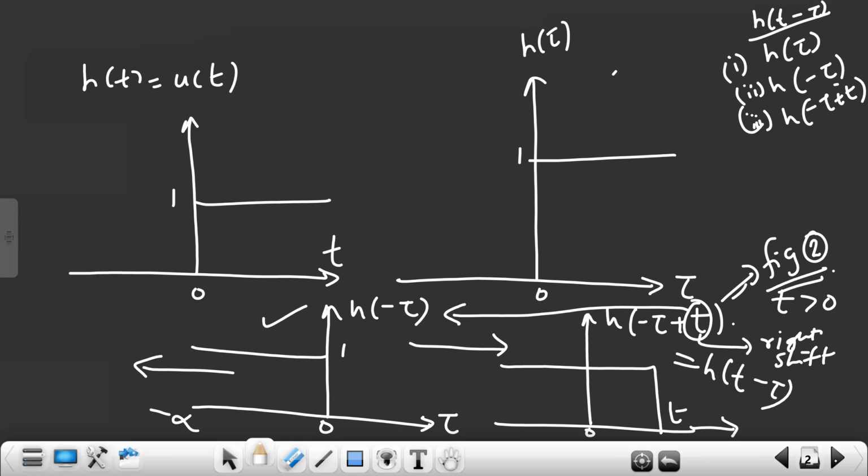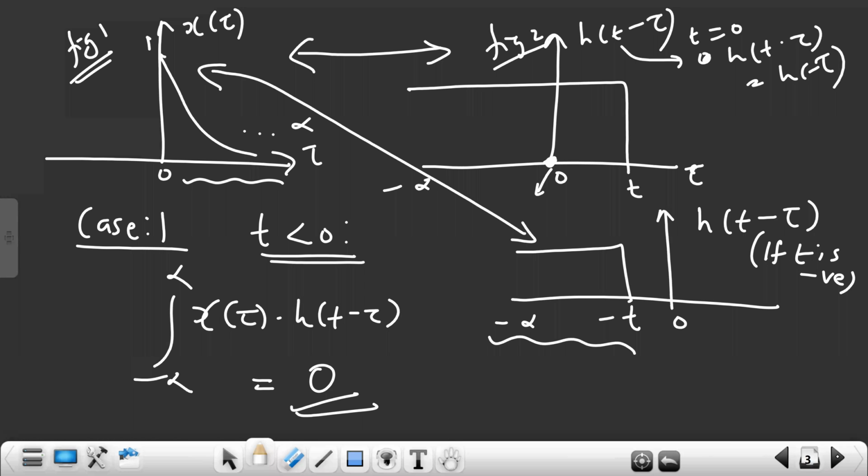So first I will take t less than 0, so that this h of t minus tau will be entirely shifted towards the negative side. When you compare those figures, it is understood that there is no common duration during which both the signals exist simultaneously. Therefore, one or the other term will be 0, and anything into 0 will be 0 only. So y of t is equal to 0. Condition is t less than 0.